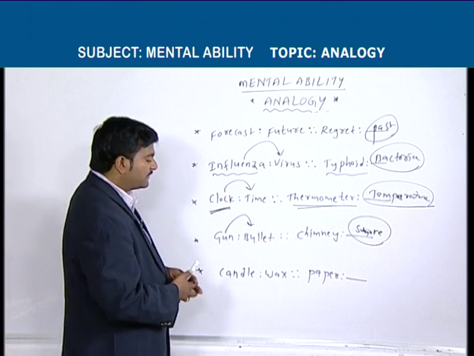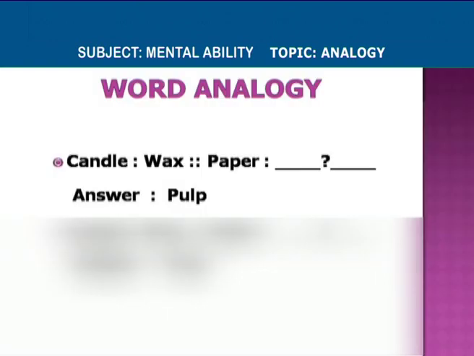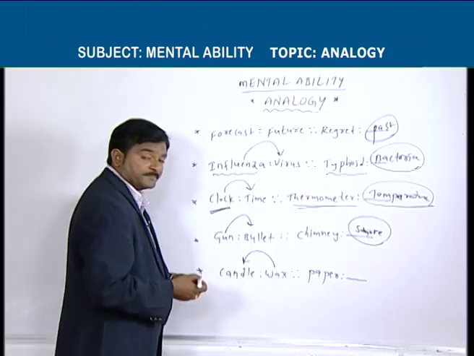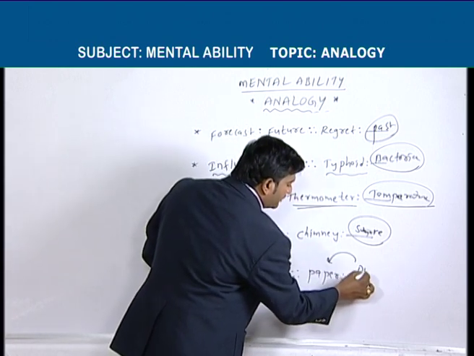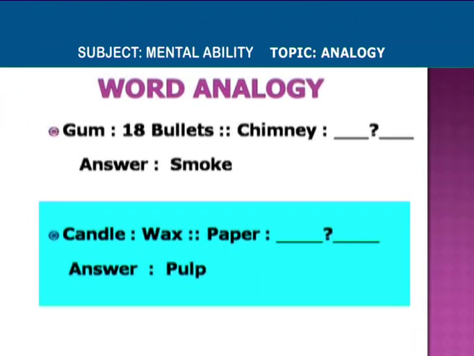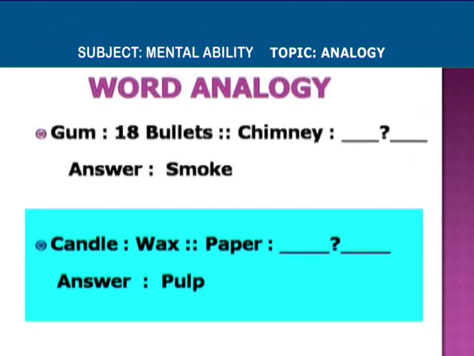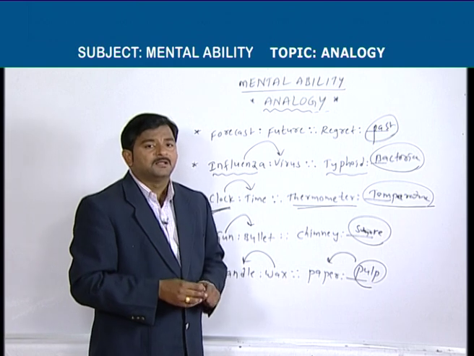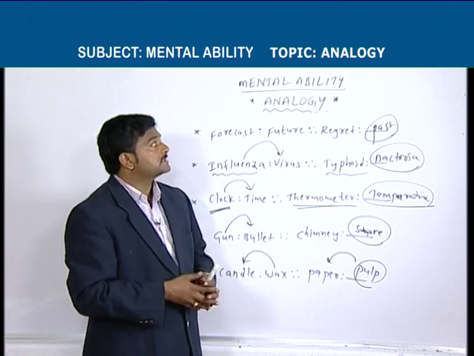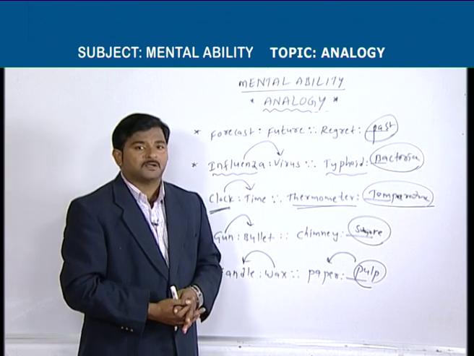Similarly, observe the final part: candle is to wax as paper is to dash. It is very clear, a candle is made up of wax. Similarly, paper is made up of what here? Pulp. We call it wood pulp. So paper comes from wood pulp, and a candle from wax. These are the different types of concepts we discussed in the analogy part. I hope you enjoyed.